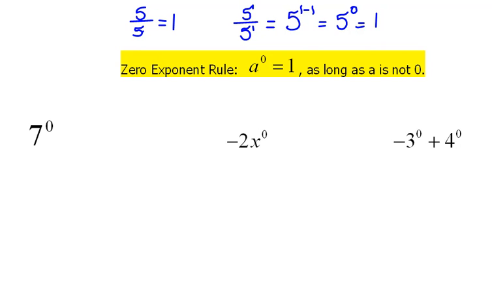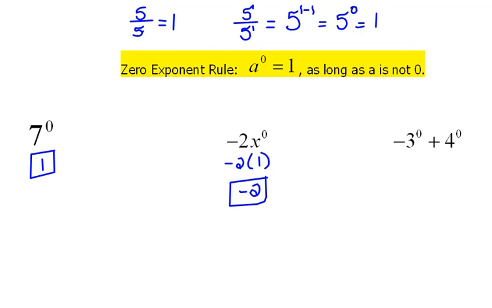Okay, so let's look at an example here. Here we have 7 to the 0 power. Anything raised to the 0 power is 1 automatically. Now here we have negative 2x to the 0 power. You have to ask yourself, what is being raised to the 0 power? In this case, only the x is being raised to the 0 power. So x to the 0 is 1, but then we also have the negative 2 times that. So negative 2 times 1 would be negative 2.